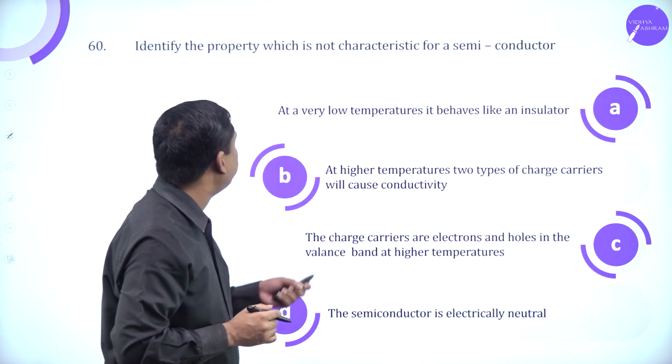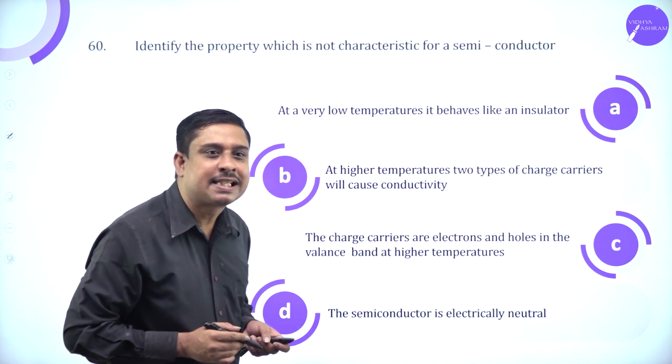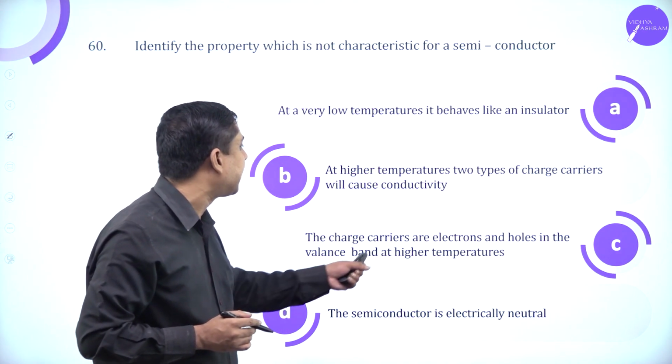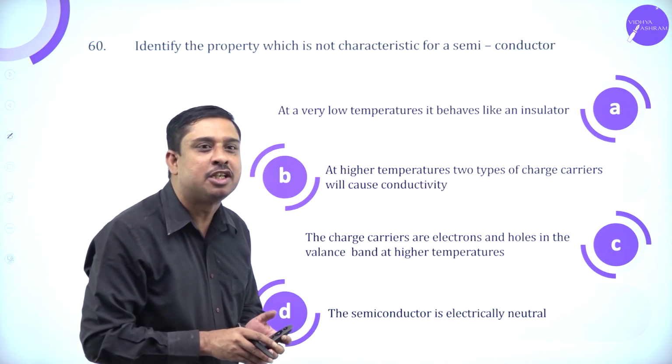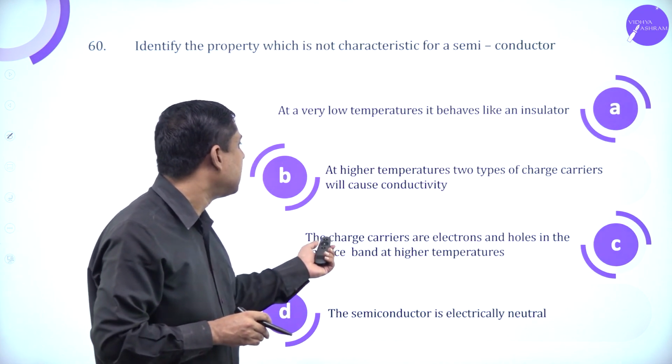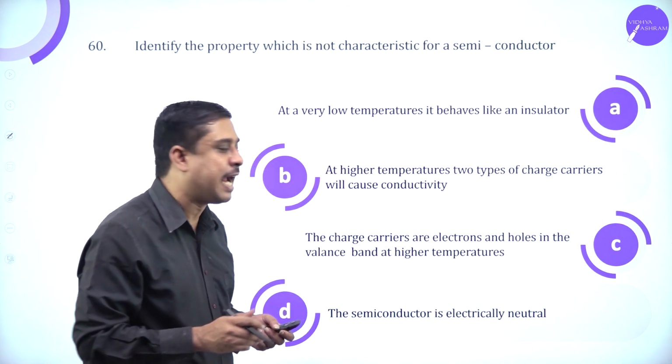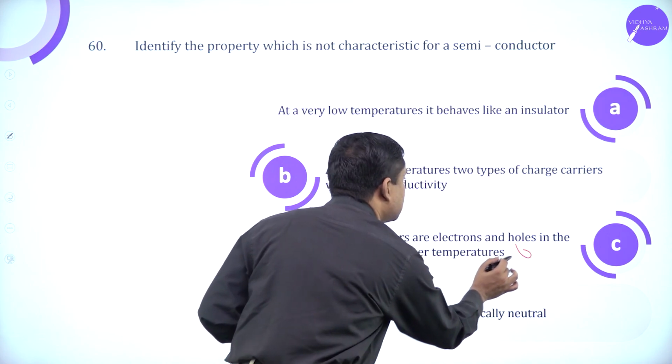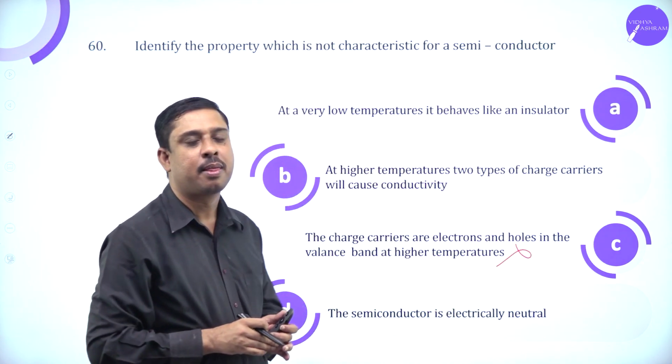Identify the property which is not characteristic for a semiconductor. Charge carriers, holes and electrons are in the valence band at high temperatures. This is not the characteristic.